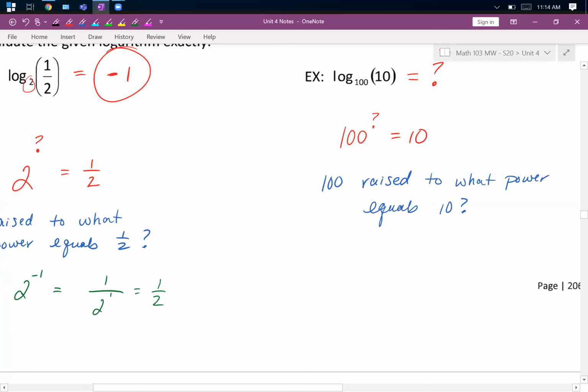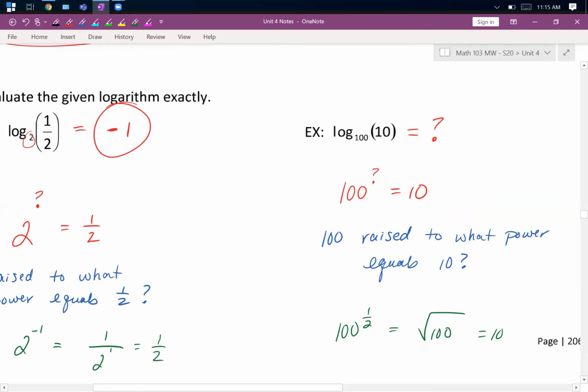Half. 1/2. That's right. Remember that an exponent of 1/2 is the same as the square root, and we know that the square root of 100 is 10. Therefore, log base 100 of 10 is equal to 1/2, and 1/2 is our answer. Questions, anybody?